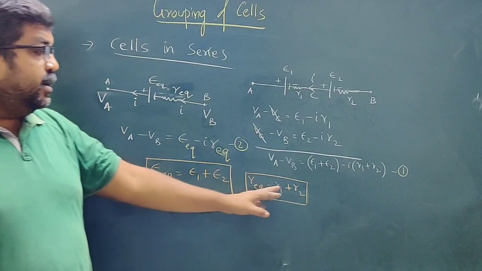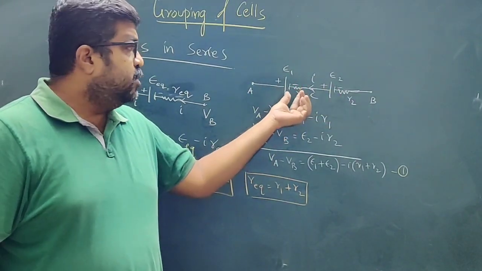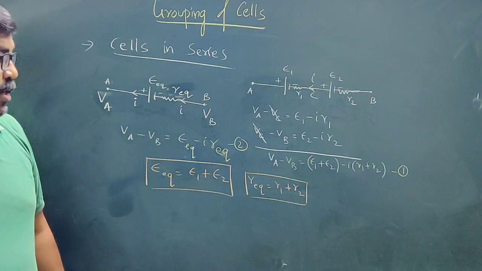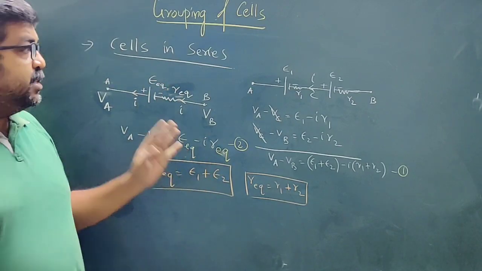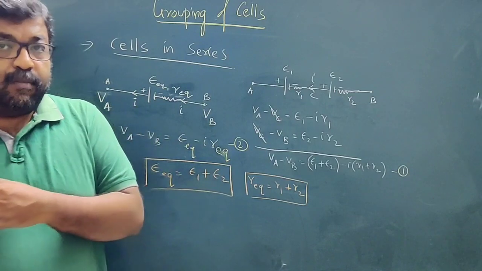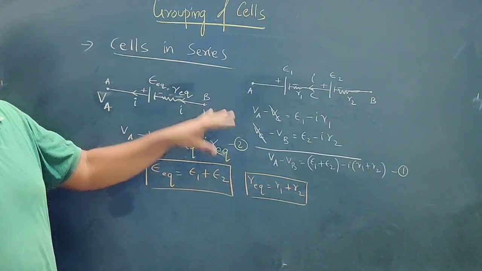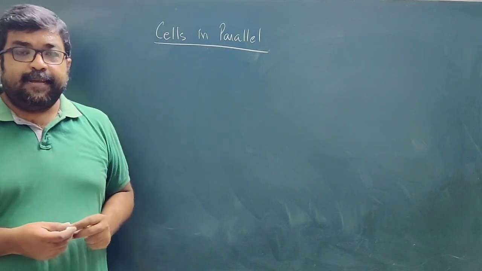Okay. And internal resistance, obviously, this internal resistance is a resistance. So resistance in series means total resistance will be R1 plus R2. So this is cells in series. This is one way of observing cells in series. We will see one more way later. But this is the basic concept. Achha, next, let us see the topic of cells in parallel.